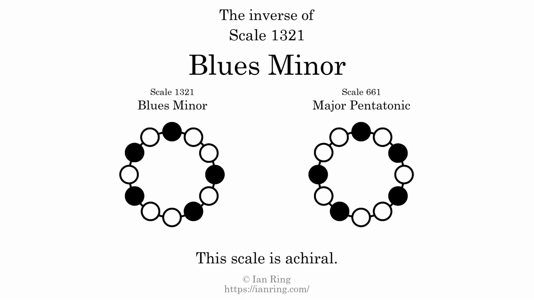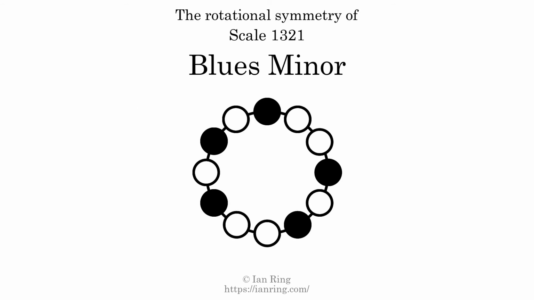The inverse of a scale is a mirror image. It is what you get when the sequence of intervals is reversed. The inverse of this scale is scale 661, also known as major pentatonic. This scale is achiral, since it can transform into its own reflection by a rotational transformation. This scale has no rotational symmetry.